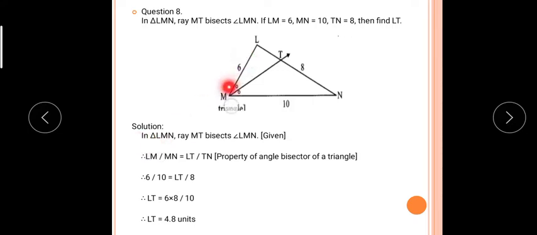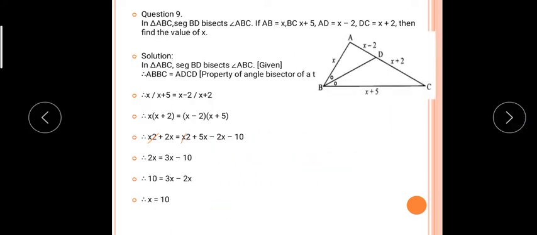Now in the triangle LMN, MT is the bisector of angle LMN, and therefore by the angle bisector theorem, LM upon MN is equal to LT upon TN, because I start from L. LM upon MN is equal to LT upon TN, and therefore by substituting the values, 6 upon 10 is equal to LT upon 8. This 8 shifts to this side, LT is equal to 6 into 8 divided by 10, so you will get LT is equal to 4.8. Understood? So by the property of angle bisector of a triangle, we solved this.